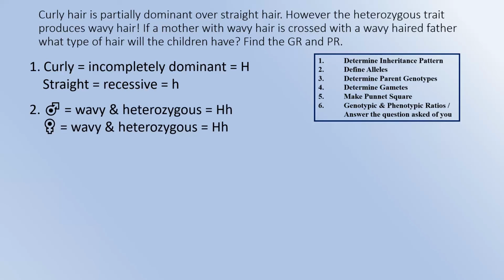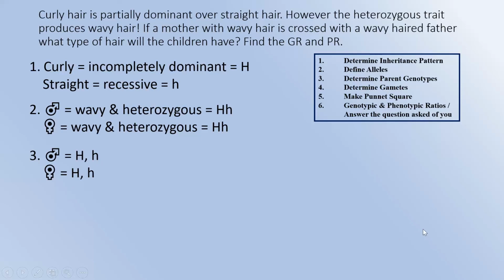So the male here and the female, they're both wavy, and that makes them heterozygous. So that makes them an uppercase and a lowercase letter, or a dominant and recessive gene. So this is all the same as what we've been doing up to this point. We're going to have the two heterozygotes, and that means they can both produce either gamete. Then using those, we have to make our Punnett square.